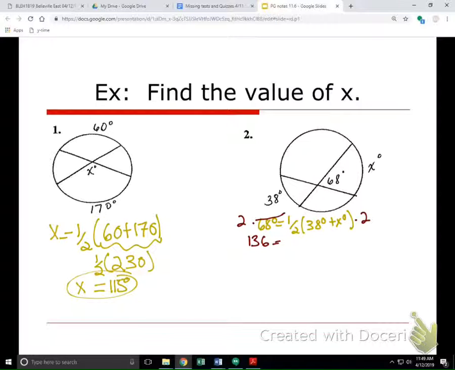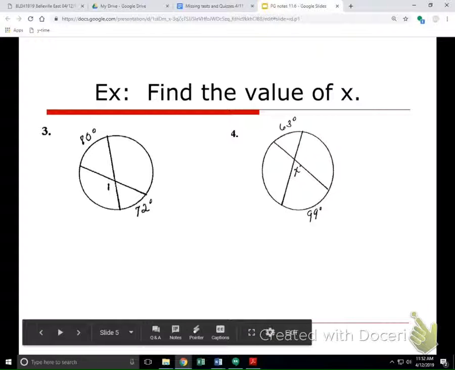Equals, and then you're left over here. Ooh, these cancel. So you're left with just 38 degrees plus x. We've got to get x by itself. How do I do it? Subtract 38 over, yep. And you're left with 98.